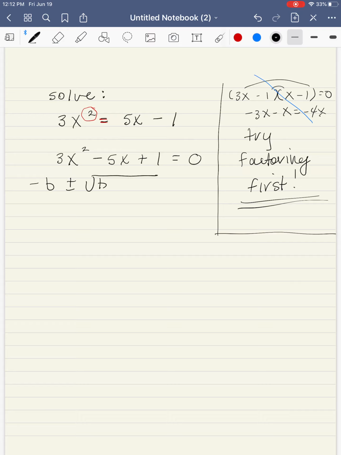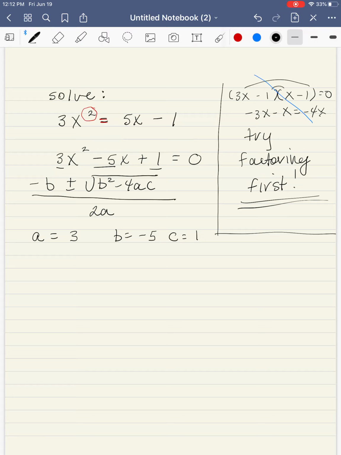So my first step is to write down the formula from memory. I need to identify what A is, what B is, and what C is. And it's important that you actually write those down. Don't just put a little A above each one or a B or whatever. You're going to lose your signs, your negatives, and you're going to be confused. So go ahead and write what A is. A is 3, B is -5, and C is +1.